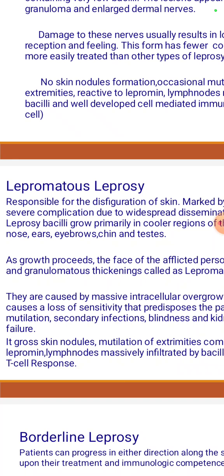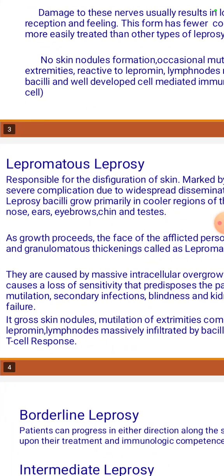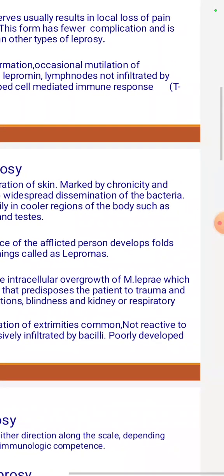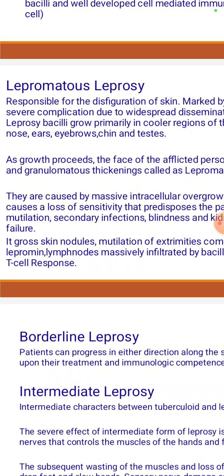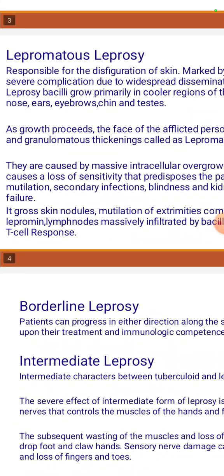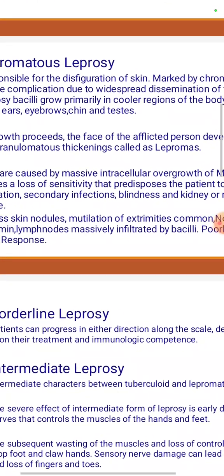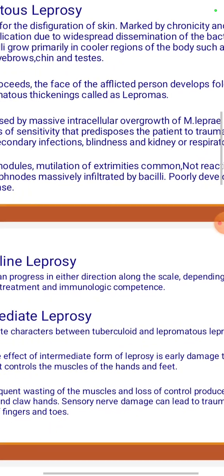It causes skin nodules, and mutilation of extremities is common. It is not reactive to lepromin. Lymph nodes are massively infiltrated by bacilli. There is poorly developed T cell response. Third one is borderline leprosy. Patients can progress in either direction along the scale depending upon the treatment and immunologic competence. Fourth one is intermediate leprosy. It has intermediate characteristics between tuberculoid and lepromatous leprosy.